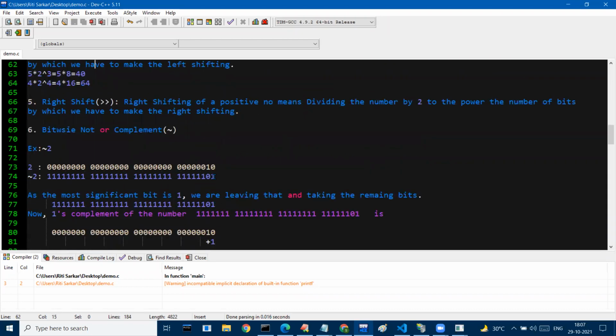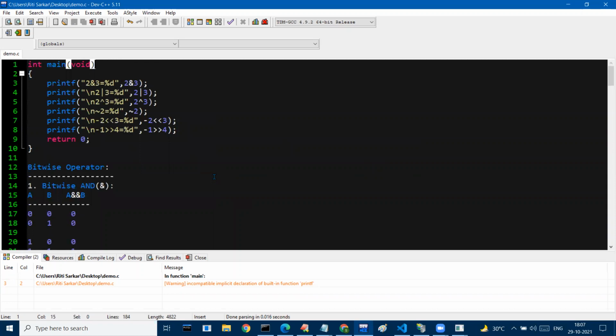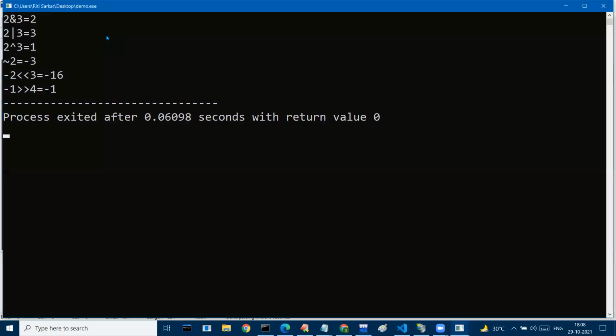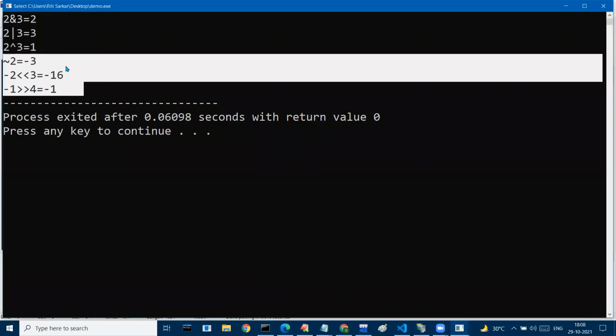So what will the 2's complement be? -3. Let's see: 1, 2, 3, fourth one. Execute, compile and run. The 2's complement is -3.